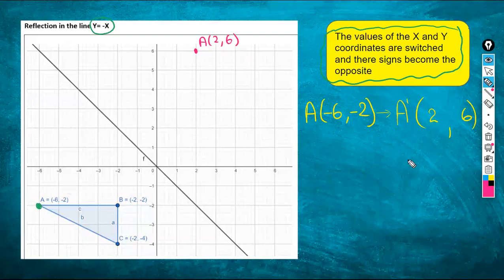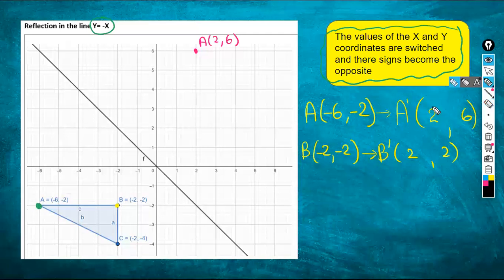(2, 6). Let me do another one for you. Point B right now. Point B is how much? (-2, -2). So when it gets reflected in this line, it becomes B prime. Well, with this one, when you switch the positions, it won't look different, right? Because both of them are minus 2. But after you switch them, you have to make each one the opposite. The opposite of minus 2 is positive 2. The opposite of minus 2 is positive 2. So that point will end up where? At (2, 2).